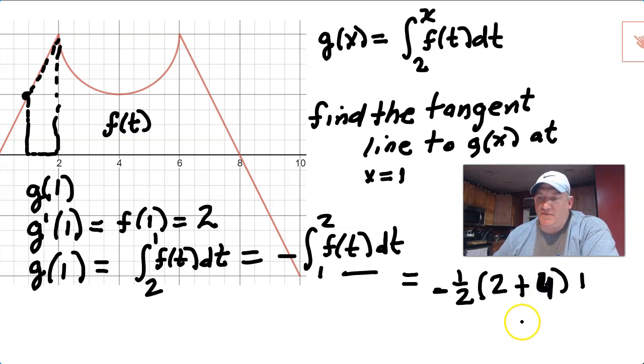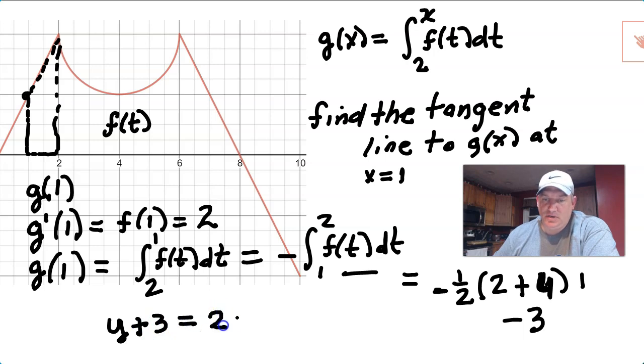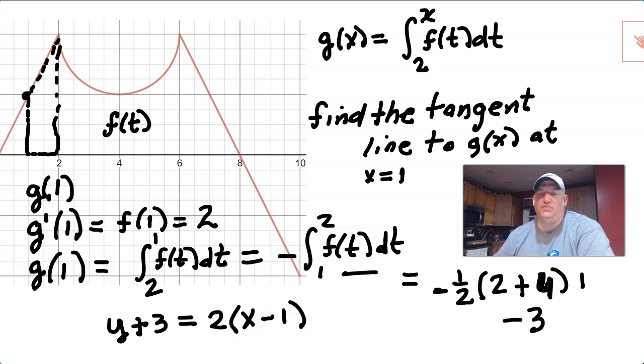And then we should have a slope of -3. Putting this all together, we have an ordered pair, and that would be our (1, -3). So we have y plus 3. And then we do have our slope found to be 2, and that's going to be multiplied by x minus 1. And there's my tangent line in point slope form.